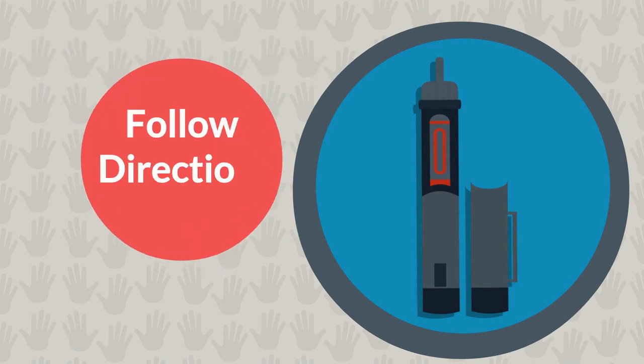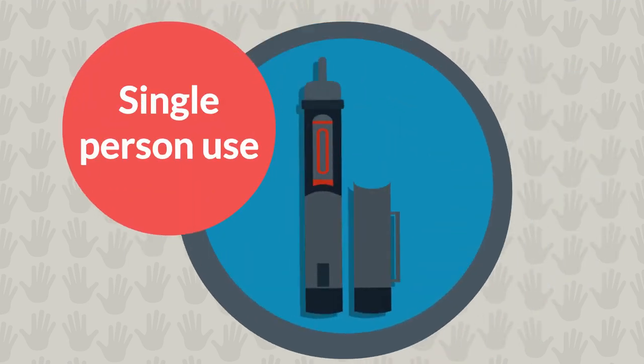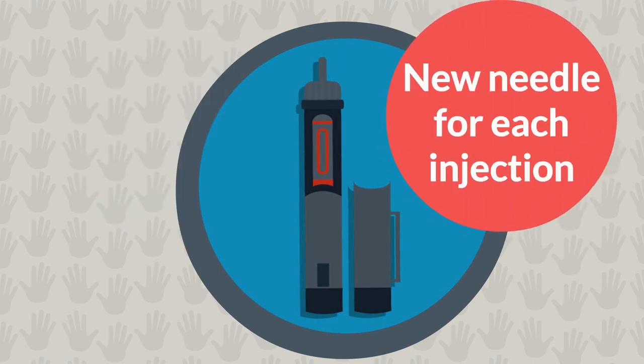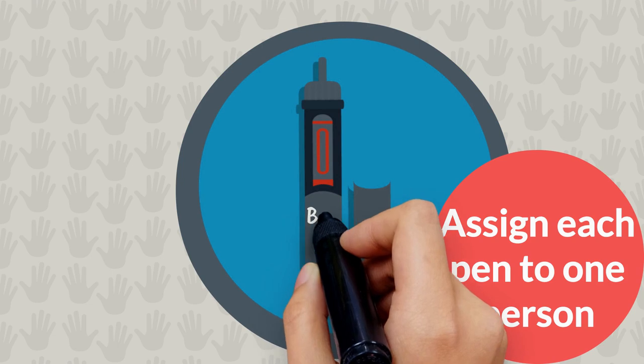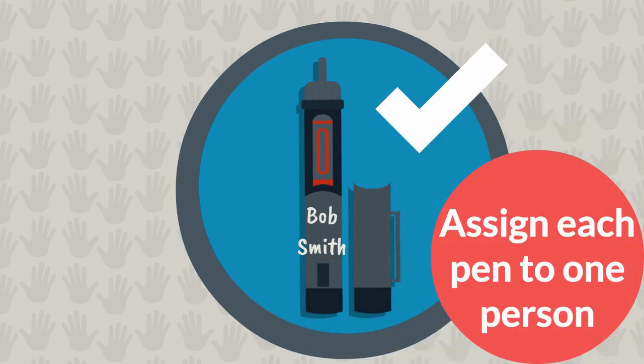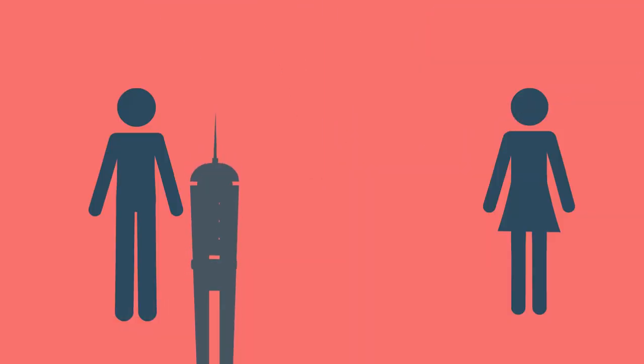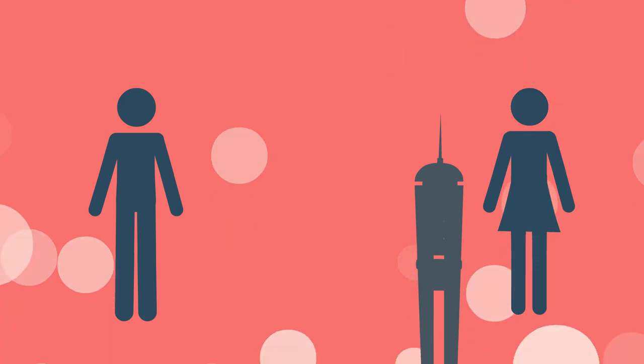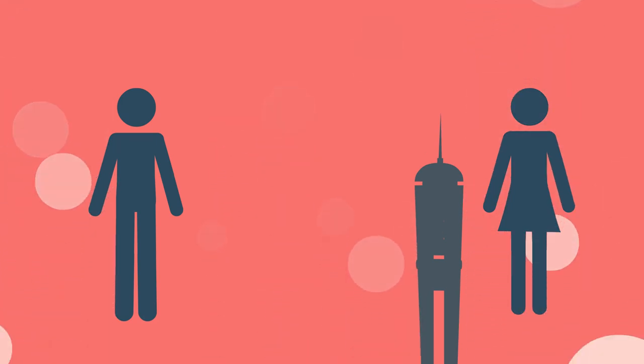Because there are differences in how pens from different manufacturers work, you should always review and follow the manufacturer's directions when using an insulin pen. Insulin pens are designed to be safe for a single person to use, along with a new needle for each injection. Assign each pen to one person, labeling it appropriately to avoid any pen mix-ups. Never use a pen for more than one person. When this happens, blood-borne pathogens from one individual may be introduced into the next person who uses the pen.